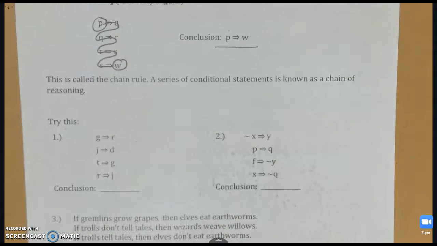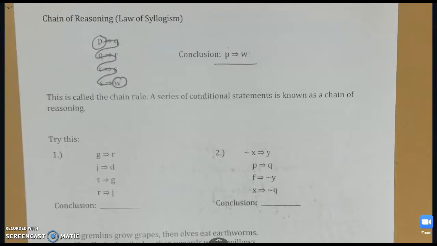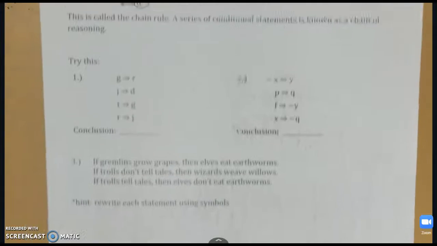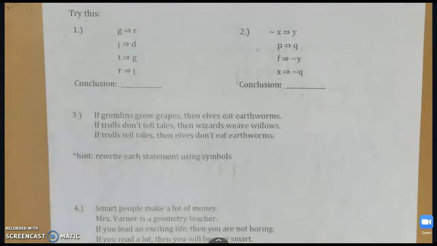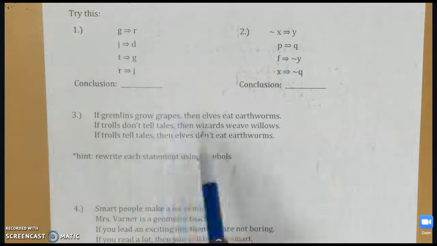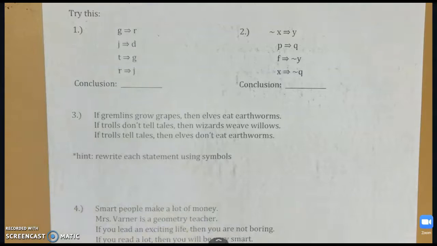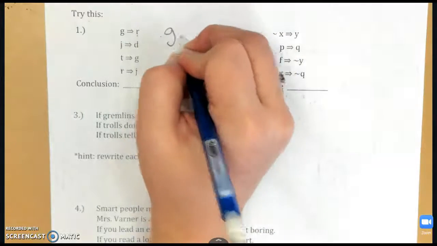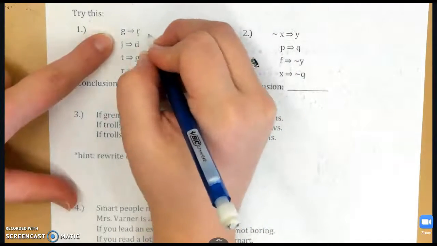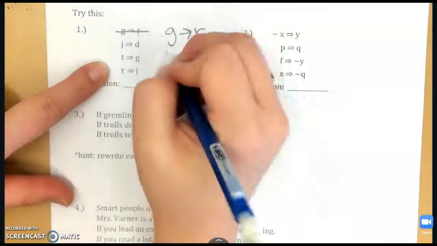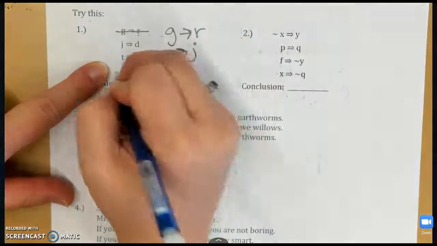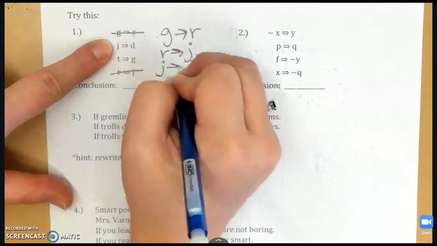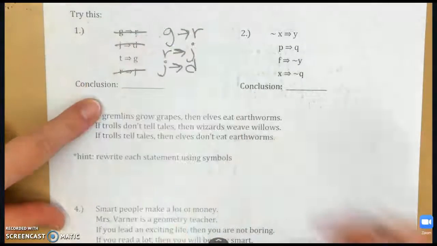And this example up here was in order. It all flowed together, but that's not always how it's going to be. So sometimes we have to either rearrange our symbols or sometimes read through our statements to determine the correct order and follow the logic. So let's start with example 1. If G then R. Well, R is not the next one, so I'm going to start rewriting this off to the side. If G then R. Well, then R takes me to J, and J takes me to D, and I've got one statement left.